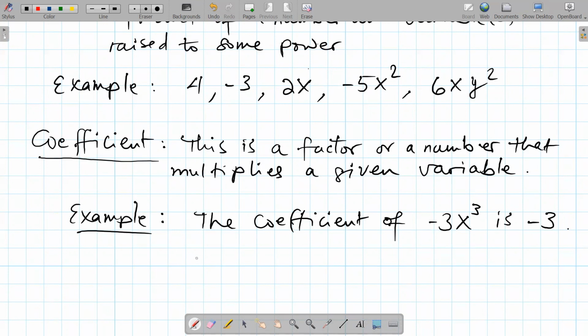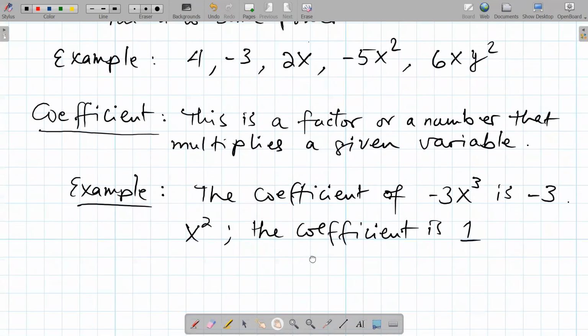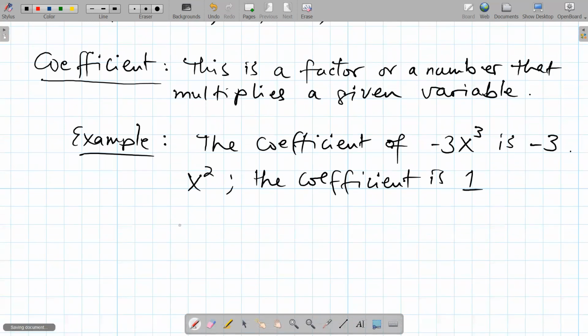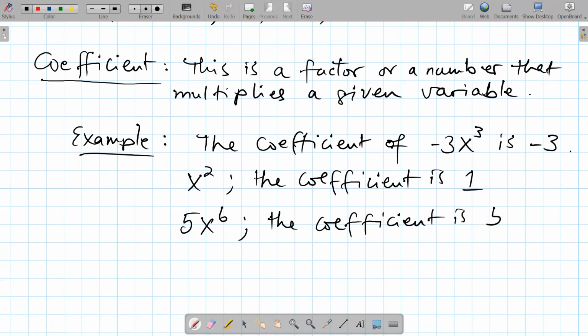If you have x squared, the coefficient there is 1. You don't see anything before the variable, it tells you that there's 1 there. If you have 5x to the 6th power, the coefficient is 5.